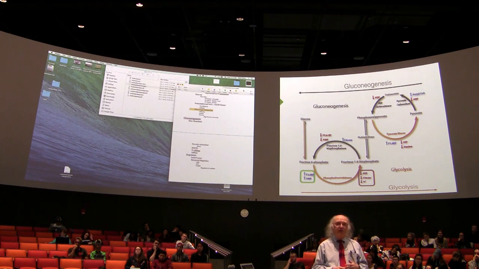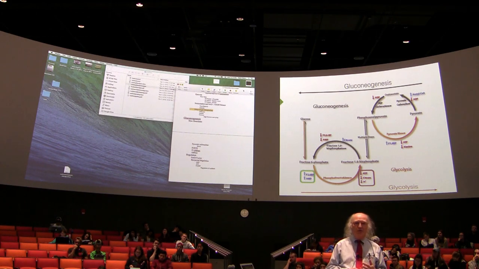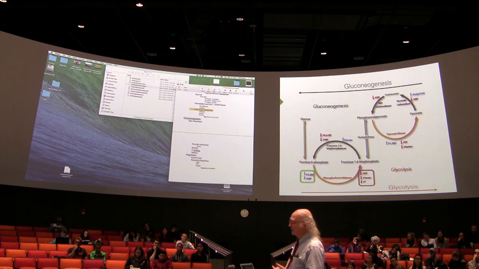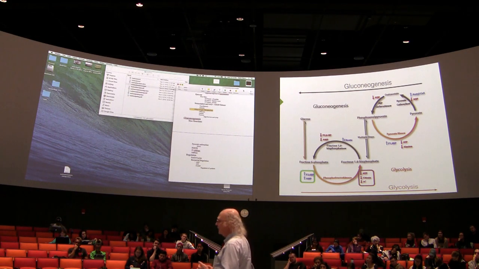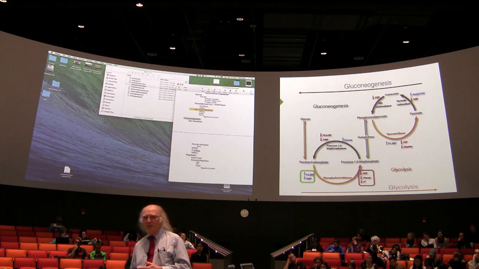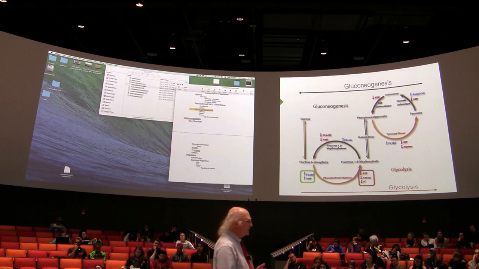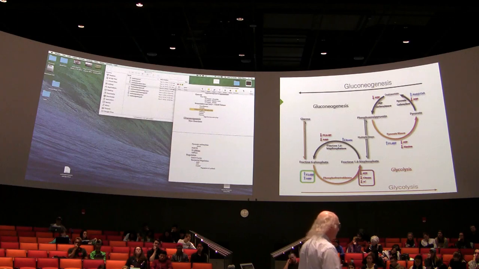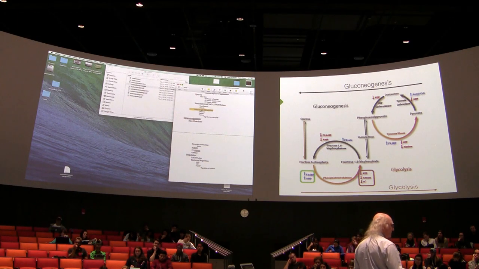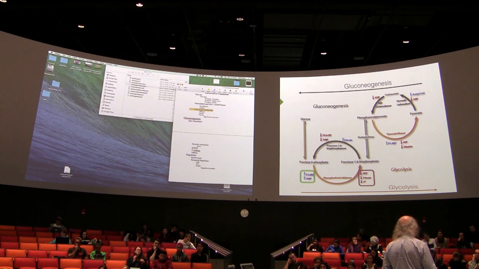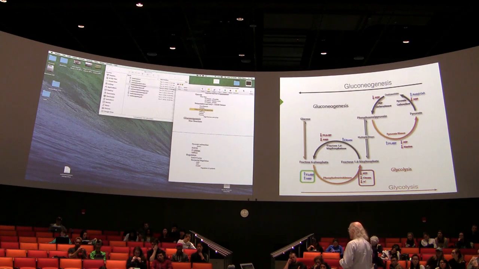Look at the things that turn it off. ATP turns it off. ATP is an indicator of high energy. Okay? Citrate turns it off. We haven't talked about the citric acid cycle, but I will tell you that when cells are full of energy, they don't run the citric acid cycle. And when the citric acid cycle is not running, what accumulates? Citrate. So citrate is also an indicator of high energy.